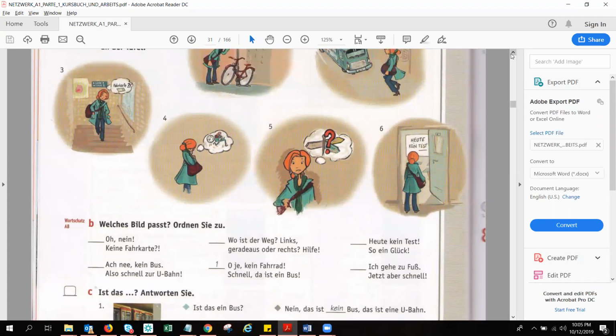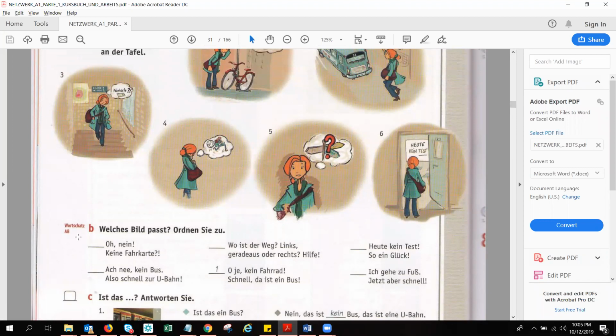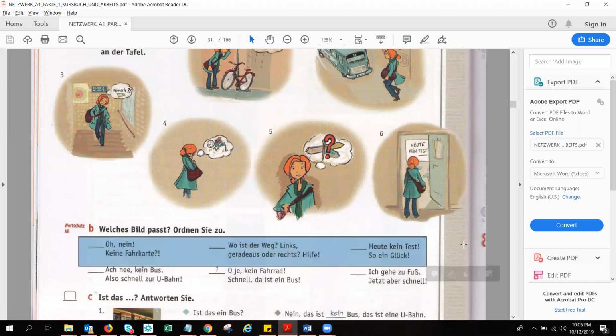Which picture suits these sentences? So Pratibha, can you read these three? Yeah. Keine Fahrkarte. Actually, this is the picture of three. Wo ist der Weg? Weg, links, geradeaus oder rechts. Hilfe.